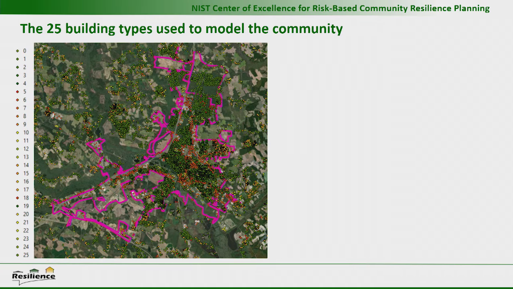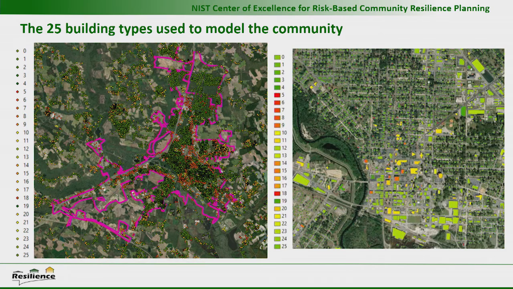Similar to Joplin, but here specific to flood, we've also developed detailed probabilistic damage-based models using 25 archetypes and assigned them to all of the 20,000 plus buildings in Lumberton, as shown on these maps, where at any point you can zoom in, like I've done on the right, and see the detailed building footprint and building classification.